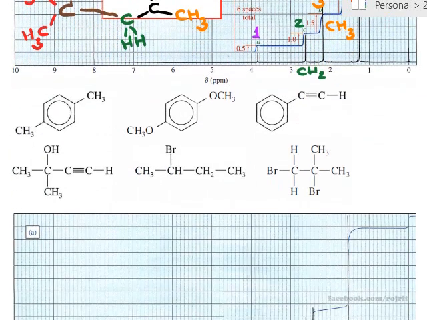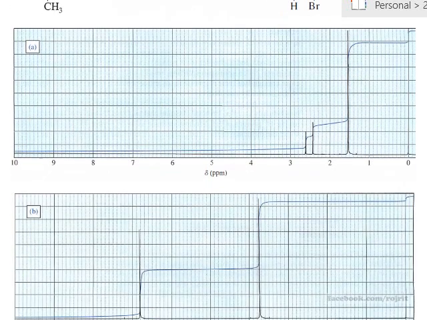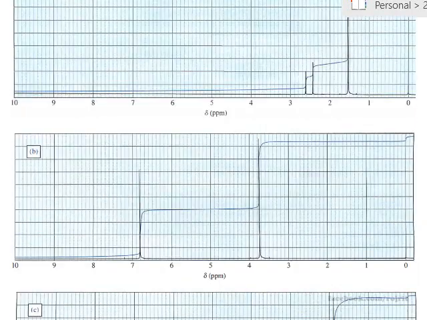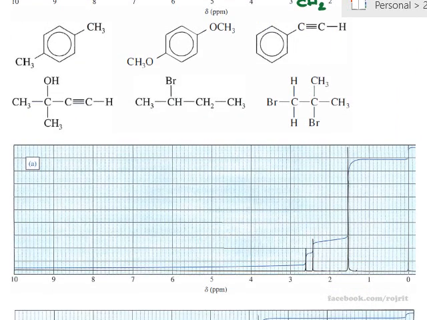Okay, something like that. So this is another question, right? We have 6 molecules and we have graphs A, B, C. You have to use the 6 molecules and these graphs A, B, C to pair up which molecules belong to which graph.